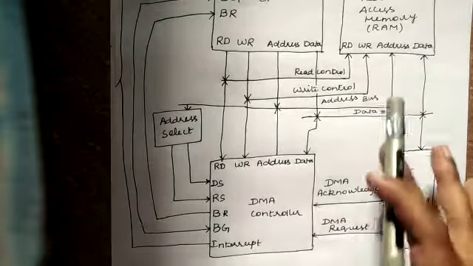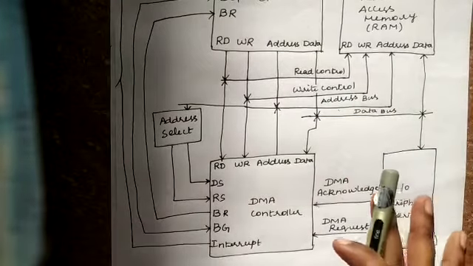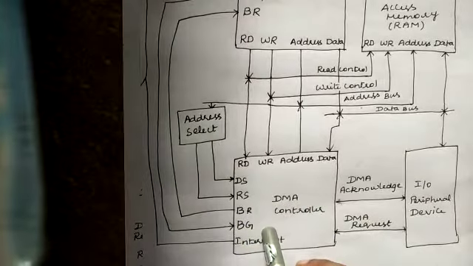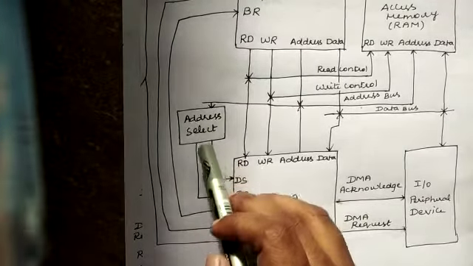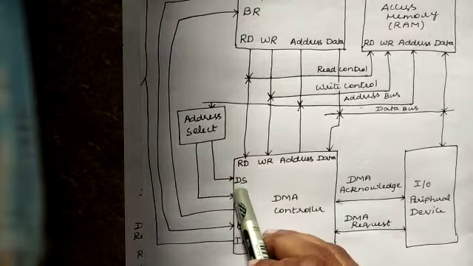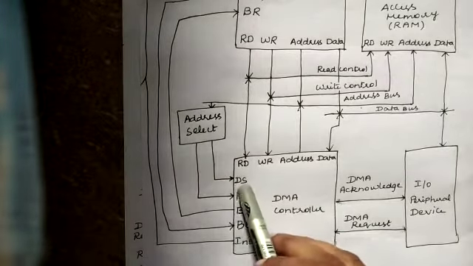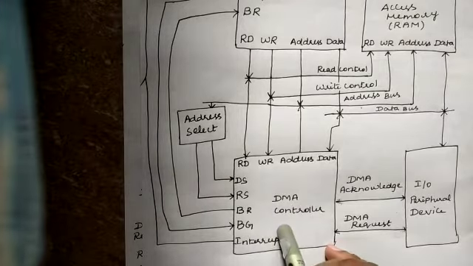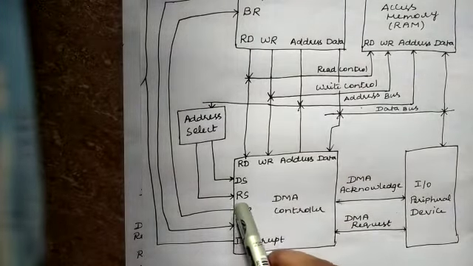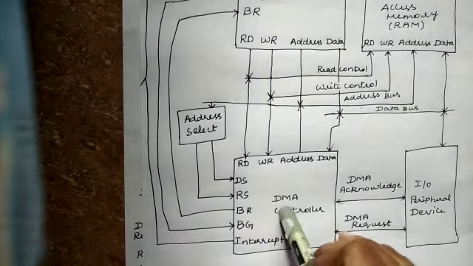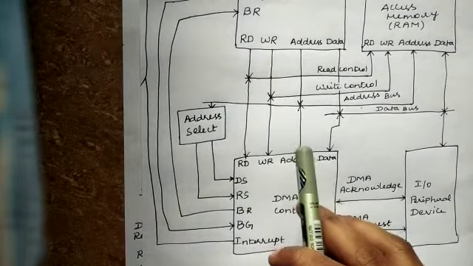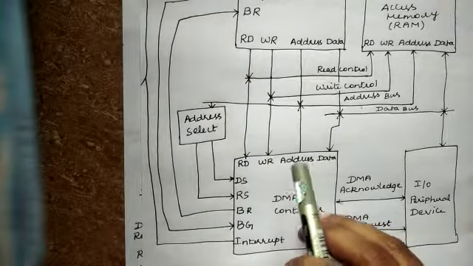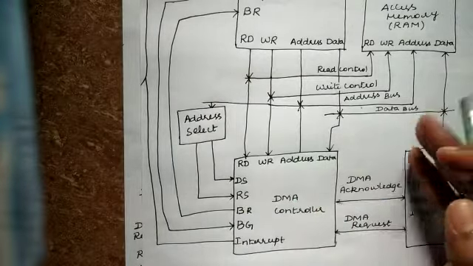After sending and receiving all these request lines, address select has been connected with this DMA controller. With the help of this address select, it will select either the DS, that is DMA select, or any one of the registers implemented in this DMA controller, that is register select. As I told, it consists of registers: address register, word count register, and control register, and it will perform their functions correspondingly.